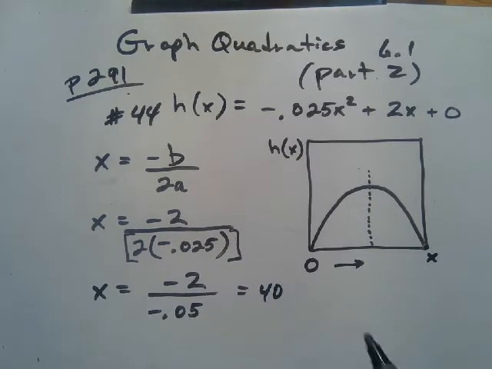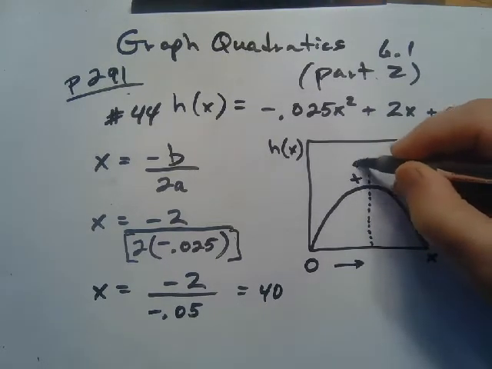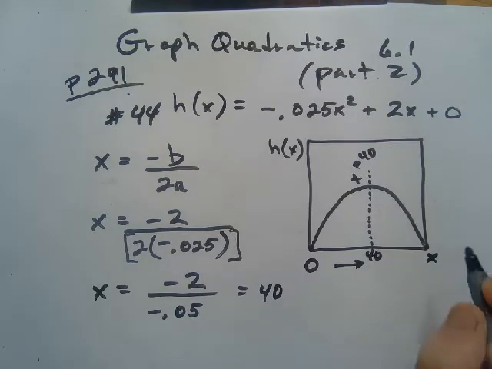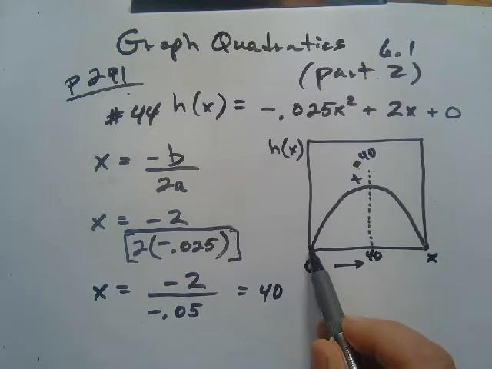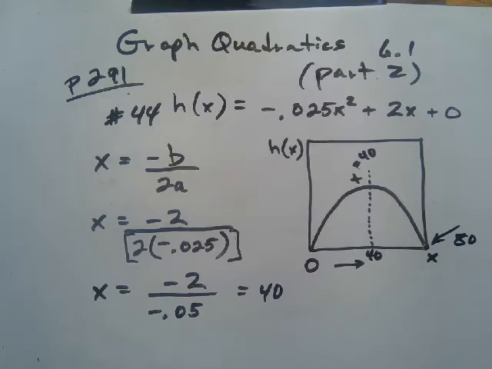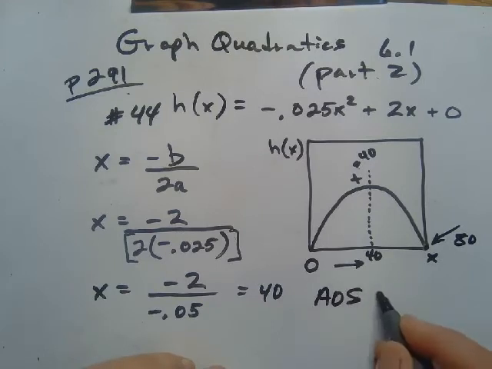So it tells me that the axis of symmetry right here is at x equals 40. So this is 40 across here. Well, that would mean if that's the axis of symmetry and this end is 0, that this end has to be 80. Double that, right? Now let's see what the question asks. It says, write the equation of the axis of symmetry. Okay, well, we found the axis of symmetry. The axis of symmetry is x equals 40.